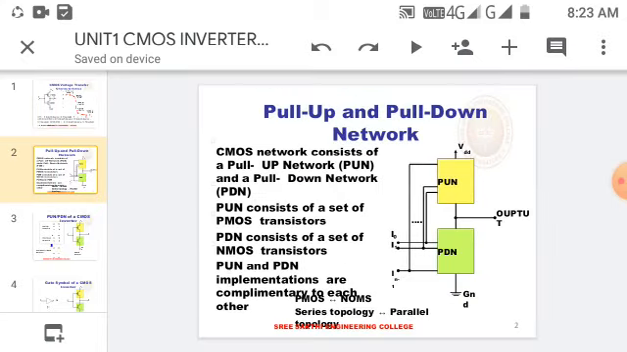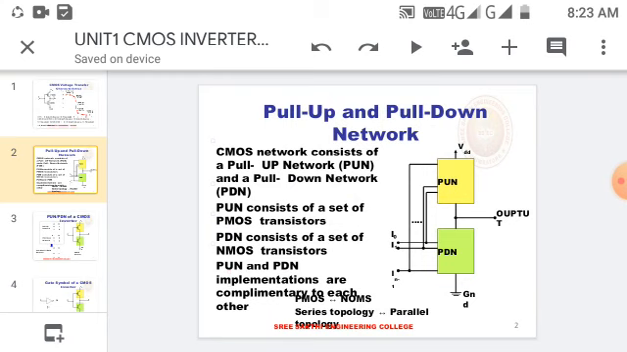Next one is pull up and pull down network. A CMOS network consists of a pull up and a pull down network. The pull up network consists of a set of PMOS transistors and the pull down network consists of a set of NMOS transistors. Pull up network and pull down network implementations are complementary to each other. PMOS and NMOS: serial topology to parallel topology.